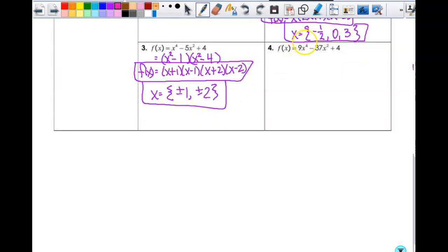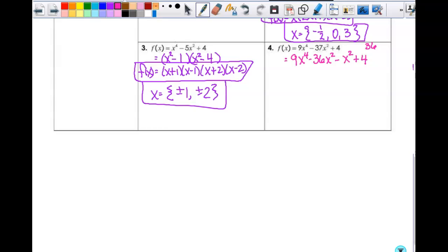So this is another quartic, but I can treat it like a quadratic, but A is not 1, and I don't have a GCF. So 9 times 4 is 36, right? We want to do grouping, right? So I need two numbers that are going to multiply to give me 36 and combine to give me negative 37. There you go. So 9x to the 4th minus 36x squared minus x squared plus 4.